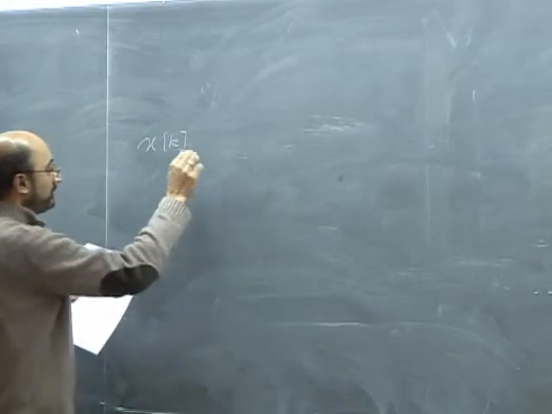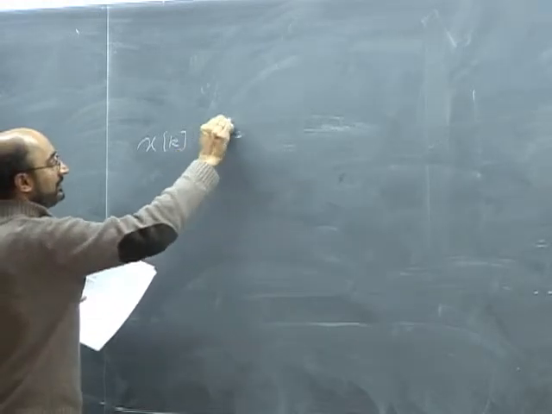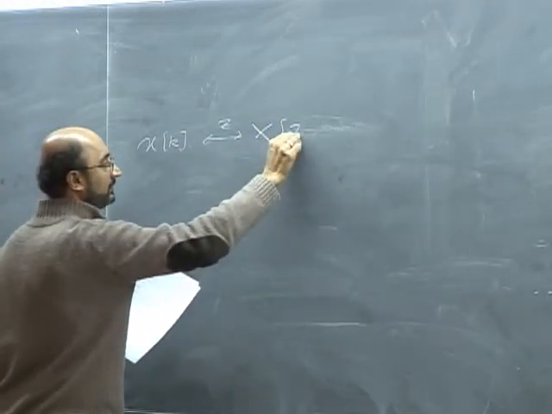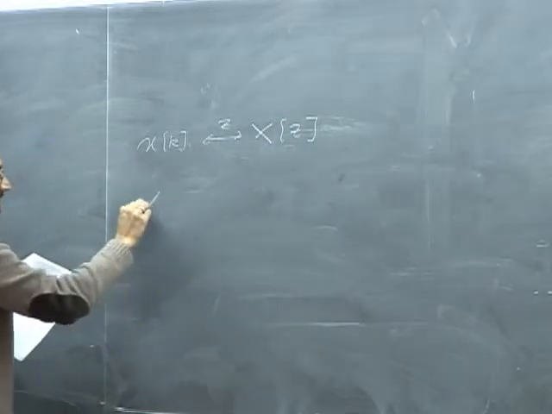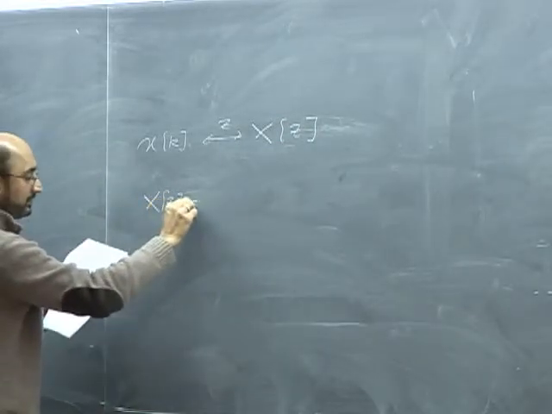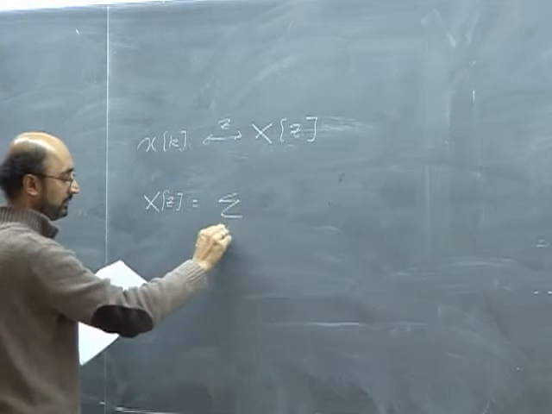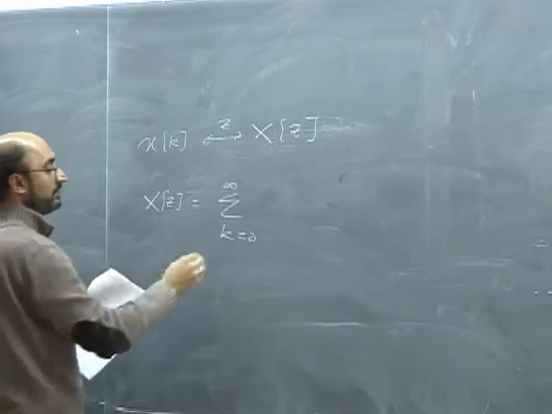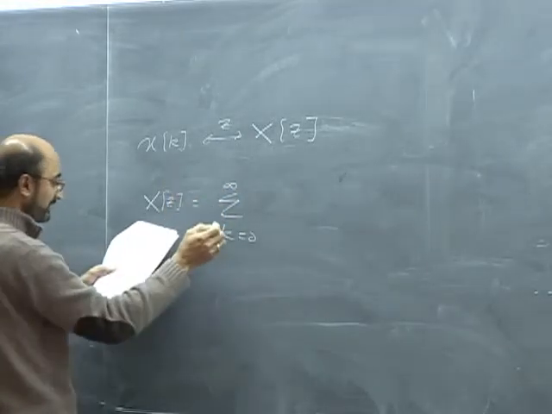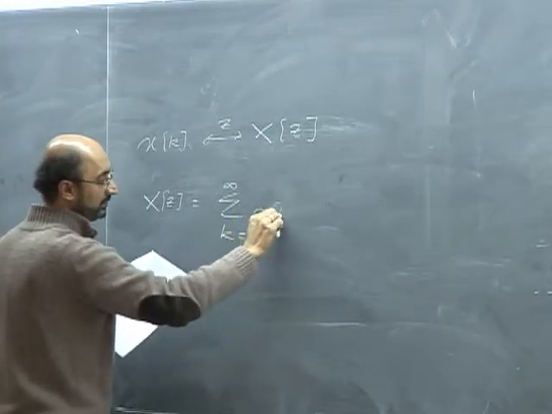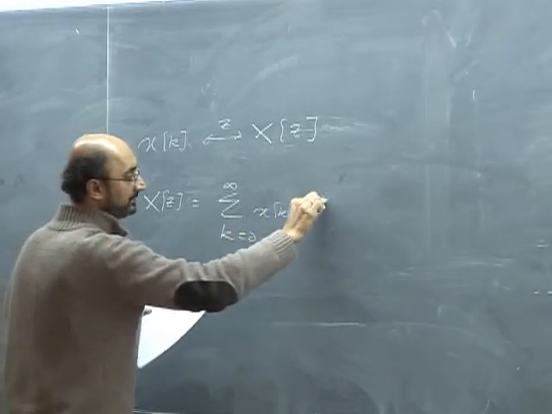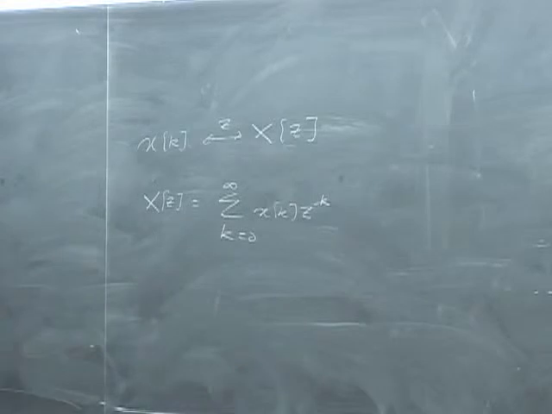And then the transform is given by the Z transform. We call that X of z, and X of z is given by the sum from k equals 0 to infinity. We're only talking about causal signals. x_k z to the minus k, and that's it. It's really as simple as that.